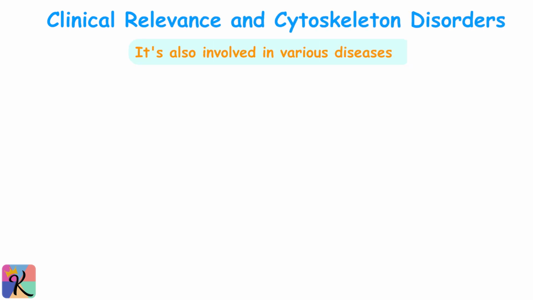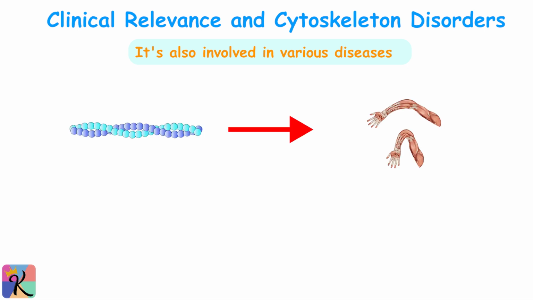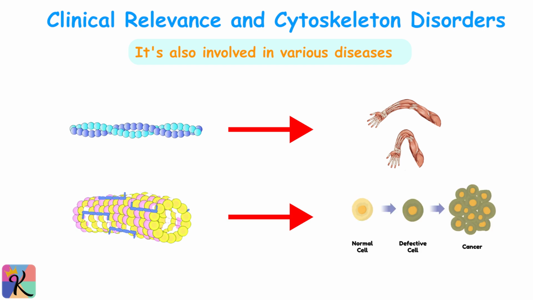The cytoskeleton's role extends beyond normal cell function. It's also involved in various diseases. For example, mutations in actin-related proteins can lead to muscle disorders, while issues with microtubules can cause problems with cell division, contributing to cancer development. Understanding the cytoskeleton is not just important for biology, it has real-world applications in medicine.